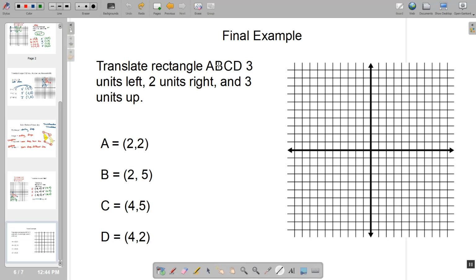Let's do one more example, and this one's about as tough as we can get for translations. We're going to translate rectangle ABCD 3 units left, 2 units right, and then 3 units up. And so we actually have 3 different movements to do this time. But before we do anything, let's graph A, B, C, and D. So there is our rectangle.